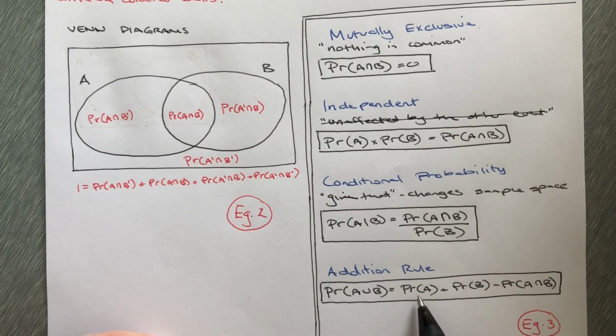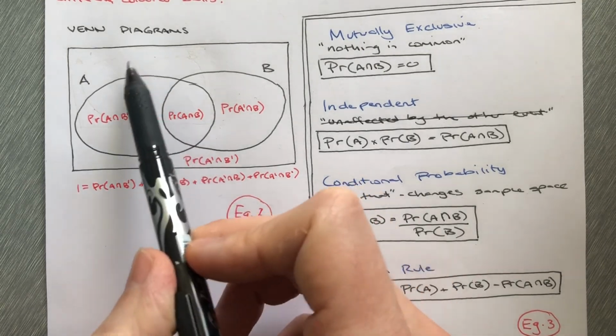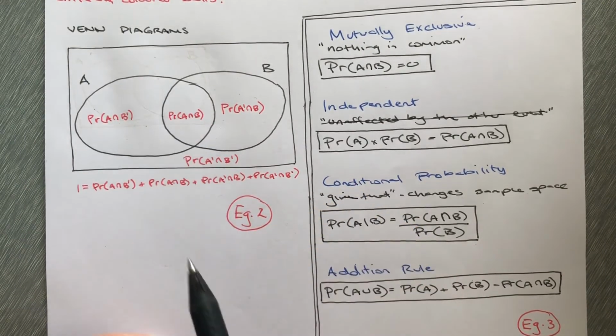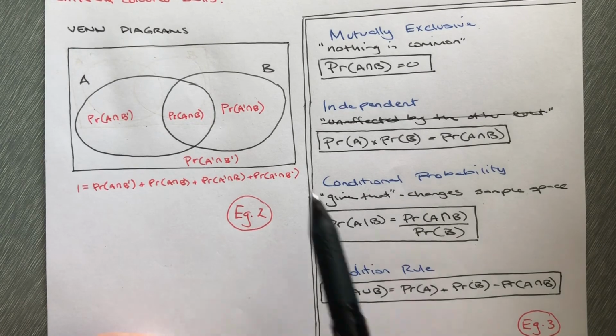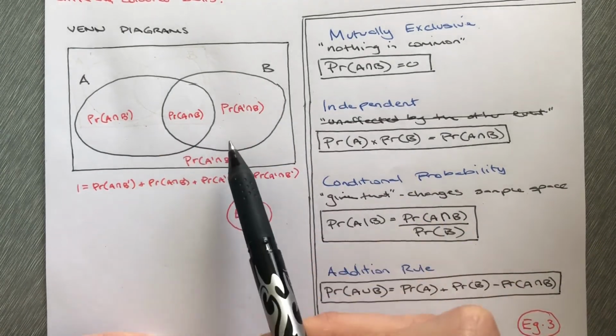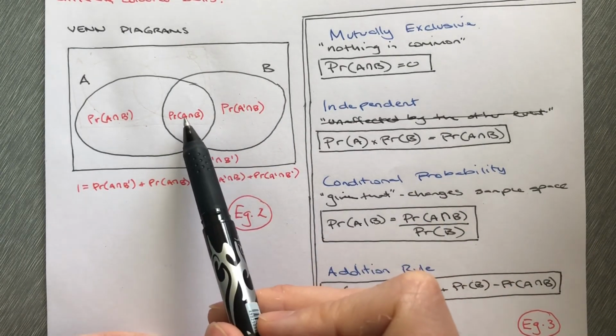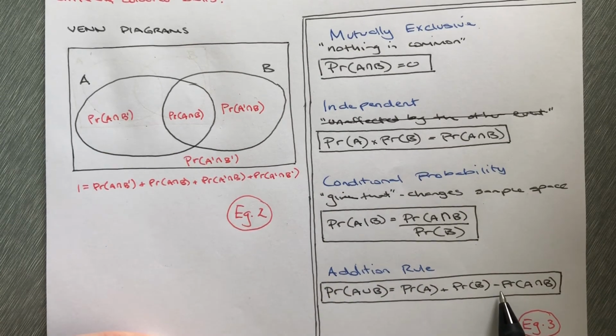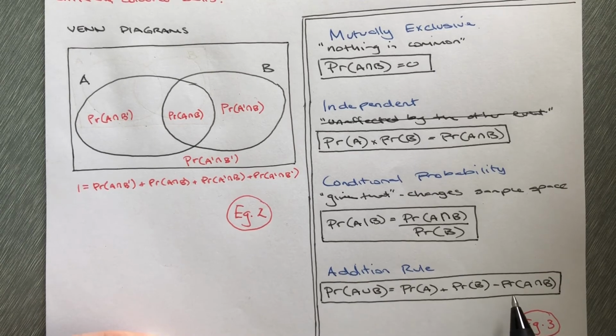Let's have a look at the rule. It's saying that we've got the probability of A, which is all of this section, plus the probability of B, which is all of this section. You might have seen that we've counted this middle section twice, but then it says take away that middle section. If we didn't take away that middle section, we would have counted it twice, and we'd actually have more than A or B. So it's important that we take that one away.